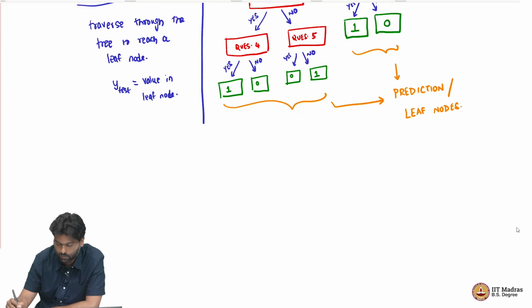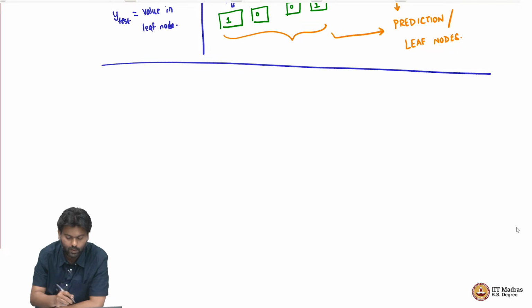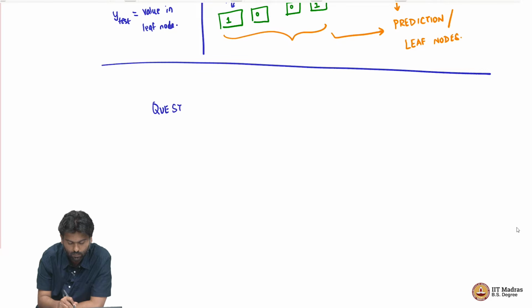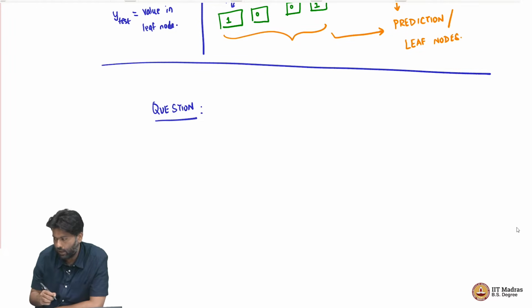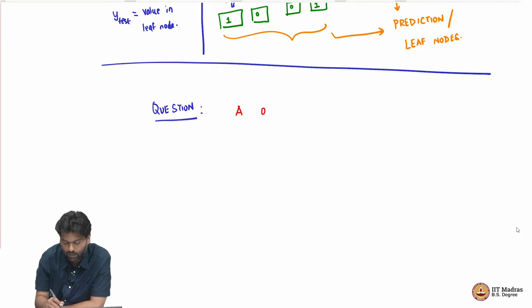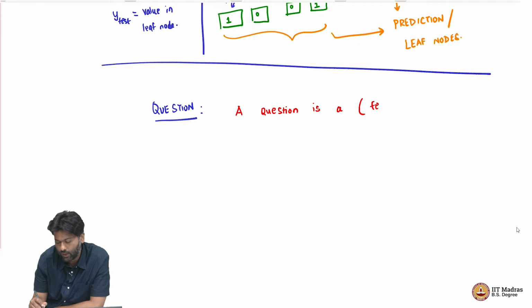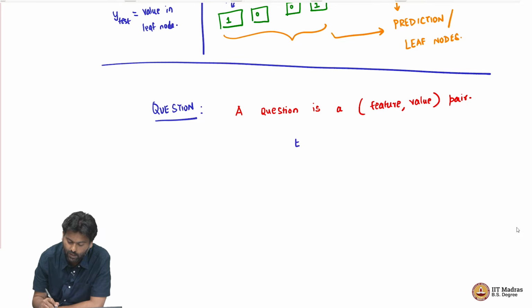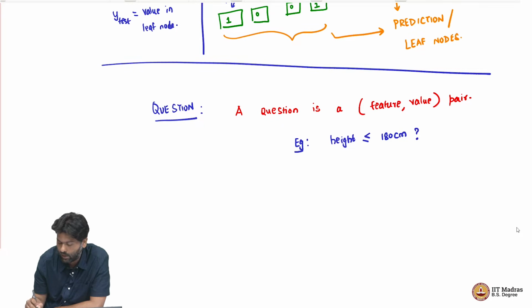So, what is a question? In a binary tree, in a decision tree, you can think of a question as a feature value pair. What does that mean? An example would be, well, the feature is height, let us say, and the value is 180 centimeters. Now, the question that we will create out of this is as follows: is the height less than or equal to 180 centimeters?